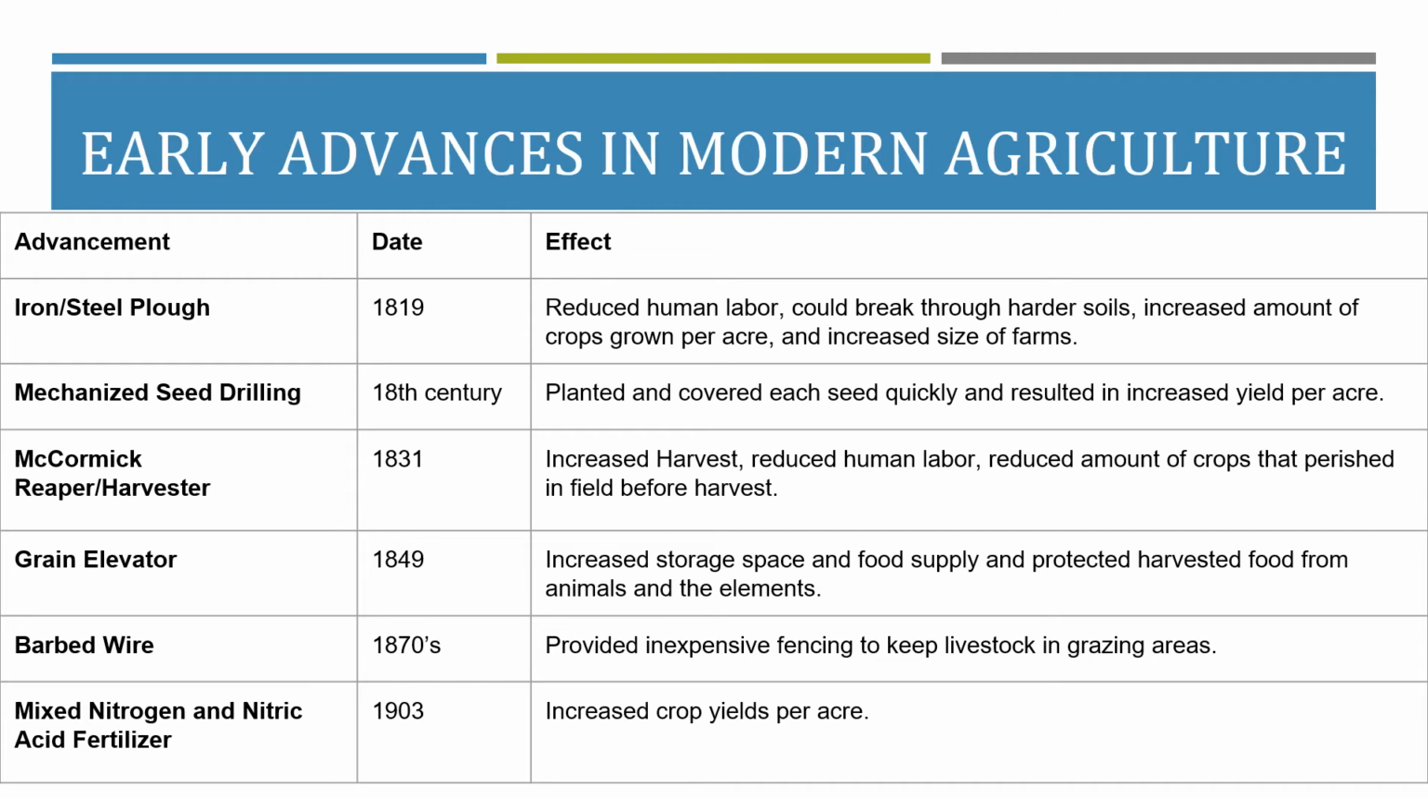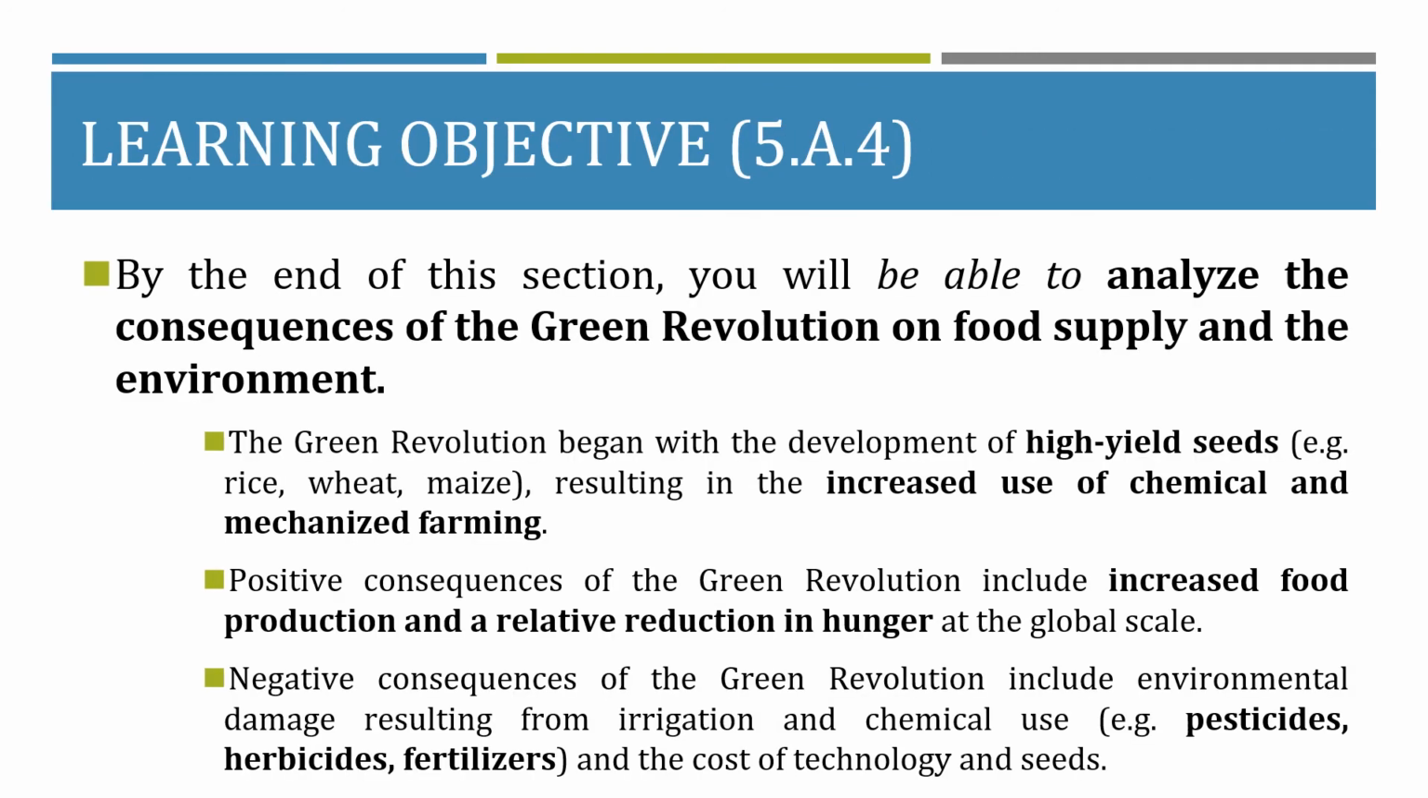This next section is about the third agricultural revolution, also known as the Green Revolution. So you should be able to analyze the consequences of the Green Revolution on food supply and the environment. The Green Revolution began with the development of high yield seeds, mainly focusing on those cereal grains that we mainly consume, like rice, wheat, and maize, resulting in the increased use of chemical and mechanized farming.